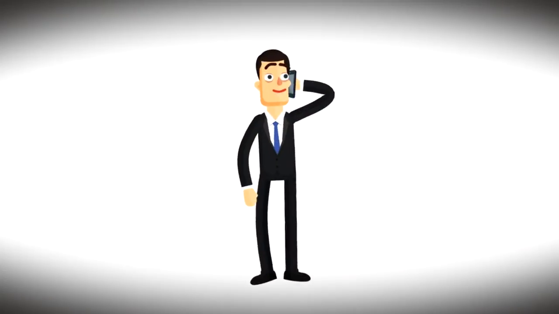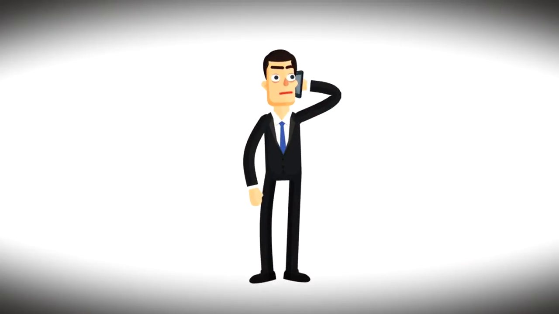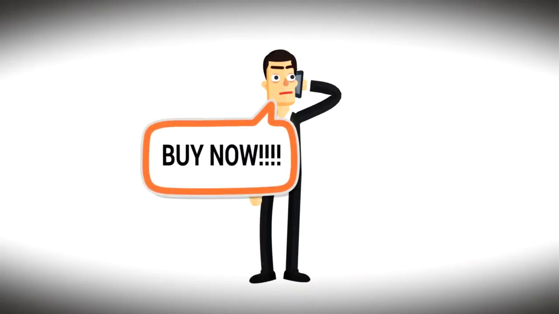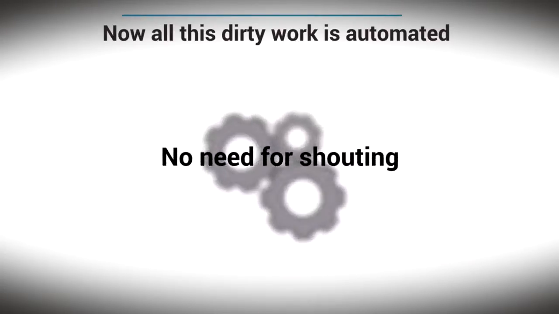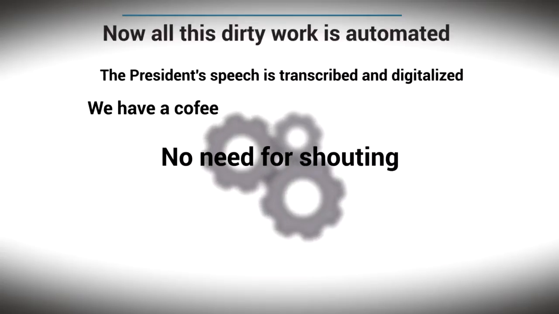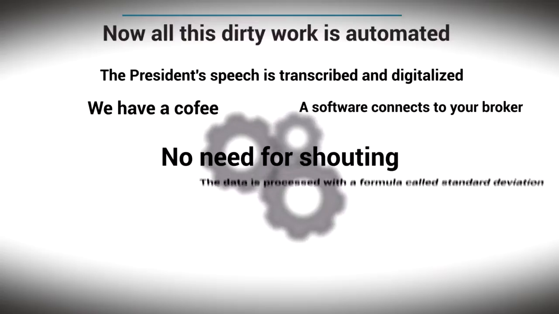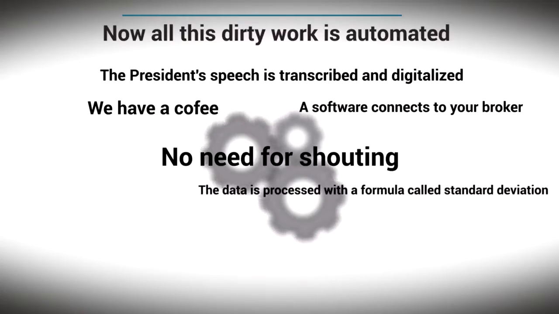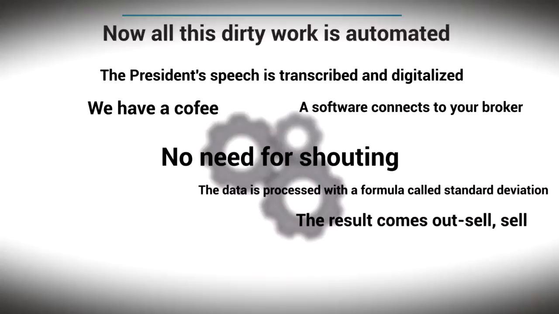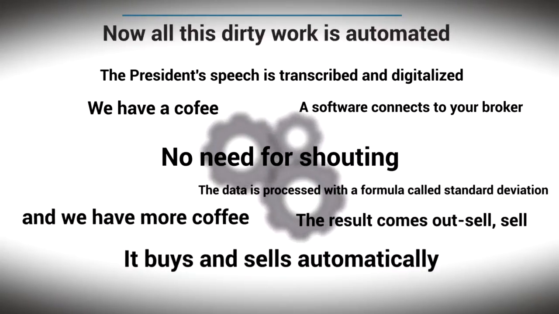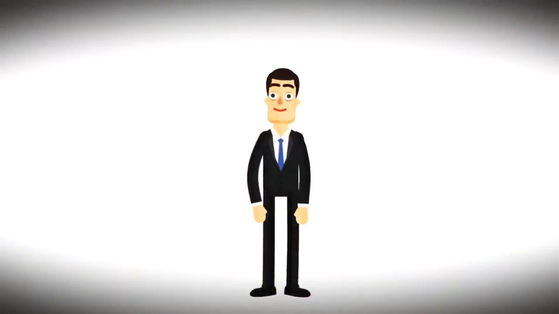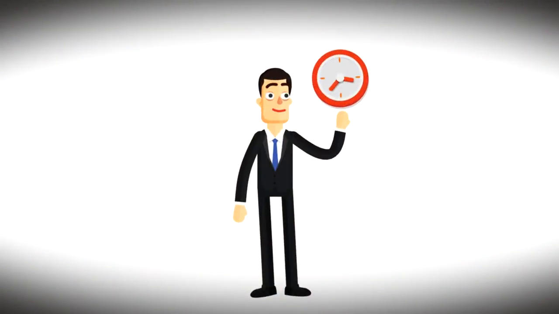Years ago, when this information was known, we thought in our head what to do. We ran out to call our broker and we shouted with all our might, "Buy now!" Now, all this dirty work is automated. No need for shouting. We have a coffee. The president's speech is transcribed and digitized. A software connects to your broker. The data is processed with a formula called standard deviation. The results come out, buy, sell. It buys and sells automatically. And we have more coffee. All of this happens in 10 milliseconds, which is the 100th of a second.